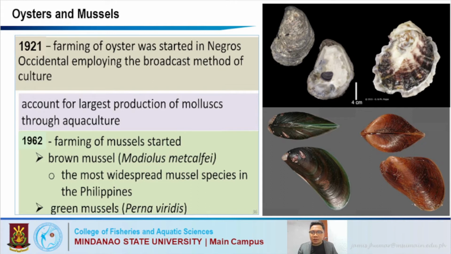And it was also in 1962 where farming of mussels started. Most of the farmed mussels include the brown mussels or the Modiolus metcalfei. It is the most widespread mussel species in the Philippines. Among the cultivated mussels are also green mussels, which are basically the ones now being the direction of the national fundings, especially in the OST. They have a lot of projects involving green mussels. So these are the common bivalves, the oysters and mussels, being cultivated in the Philippines.